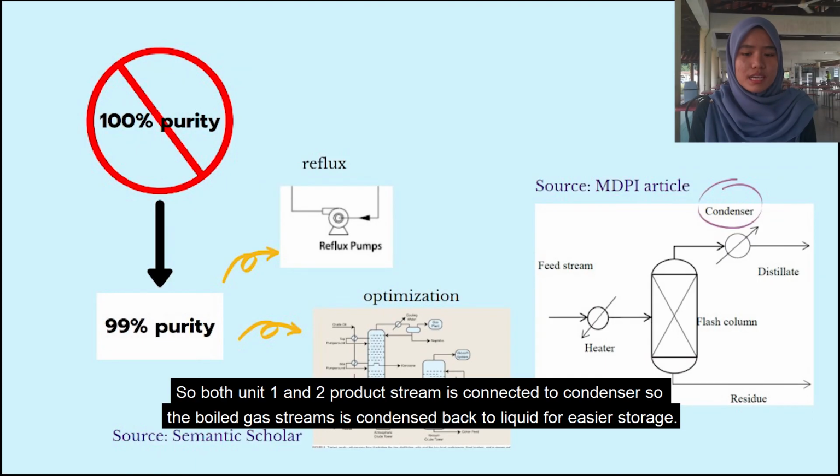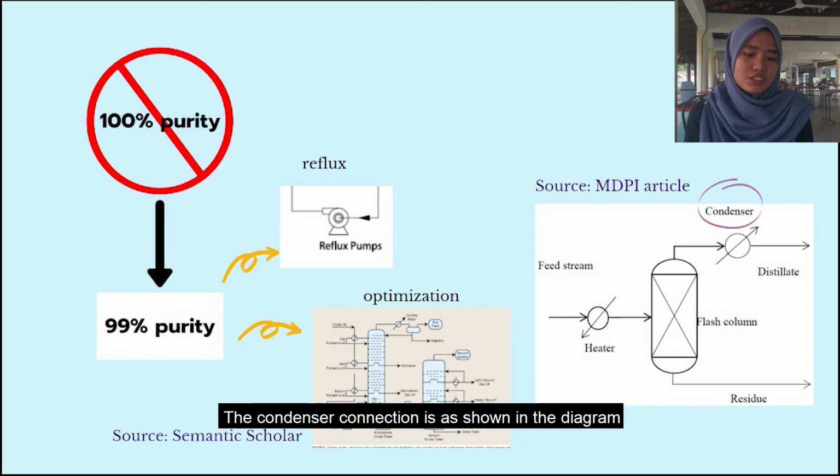Also, both the Unit 1 and Unit 2 product streams are connected to a condenser, so the vapor gas streams are condensed back to liquid for easier storage. The condenser connection is as shown in the diagram.